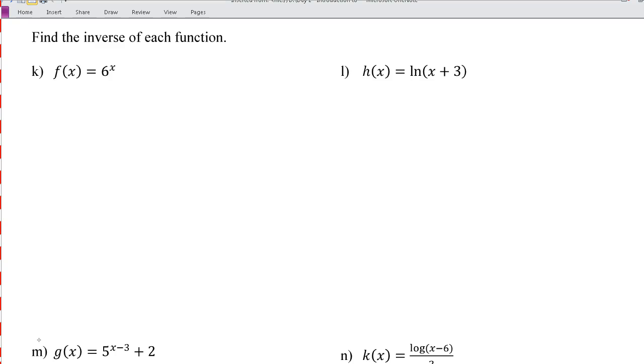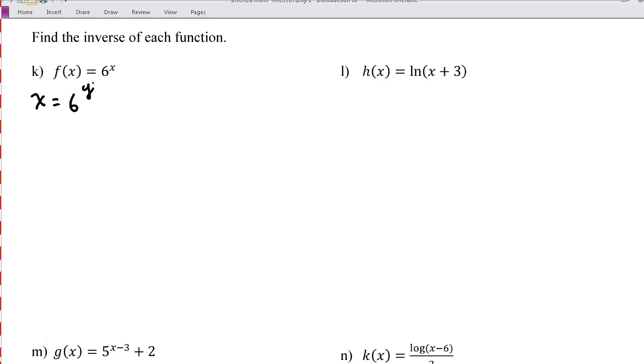So for part K here, we want to find the inverse of each function. So just like we normally did, we're going to switch the x's and the y's. So we're going to have x is equal to 6 raised to the y. And this is where logs are going to become useful, because now we can use logs to cancel out that base on the right. So just like solving equations normally, we need to make sure we keep things balanced. We need to make sure we do the same thing on both sides.